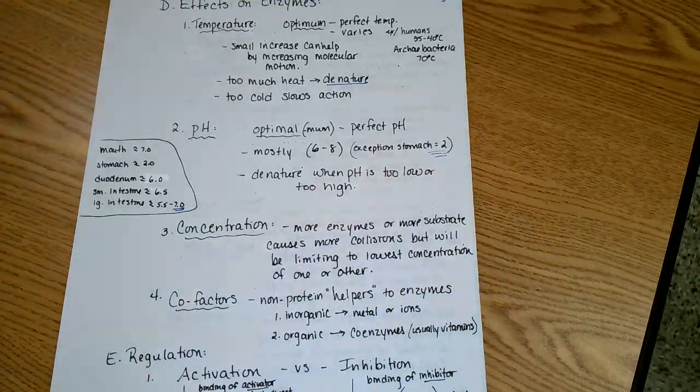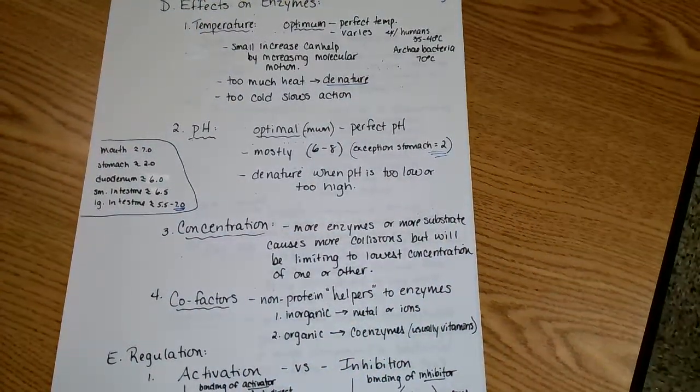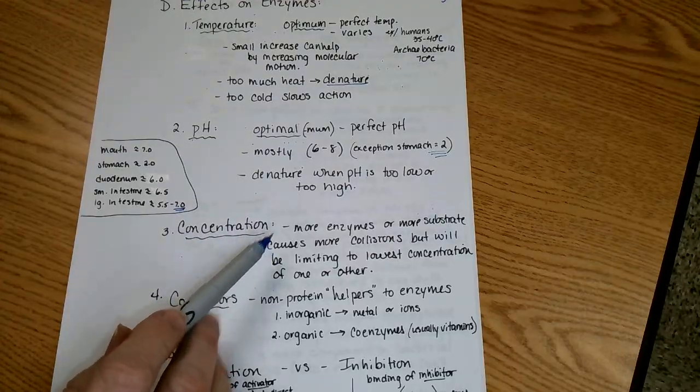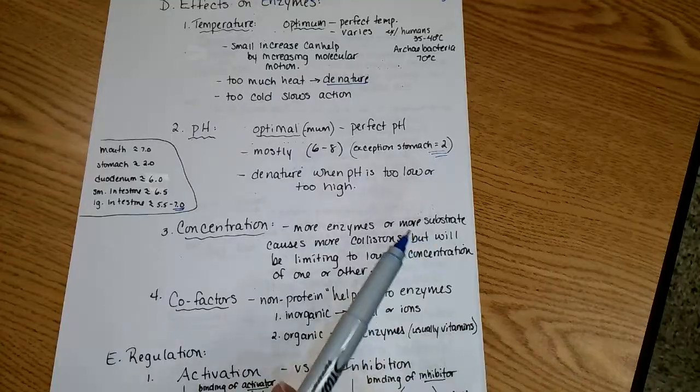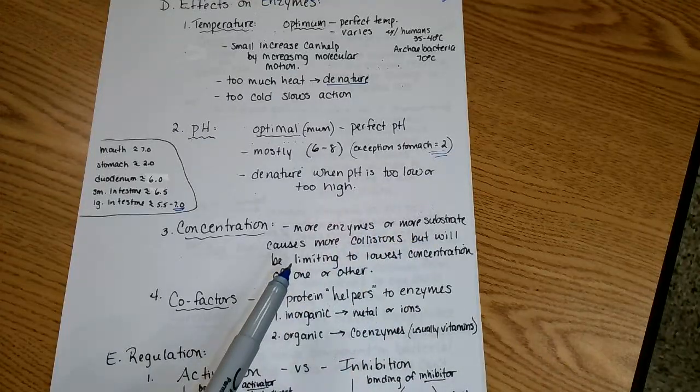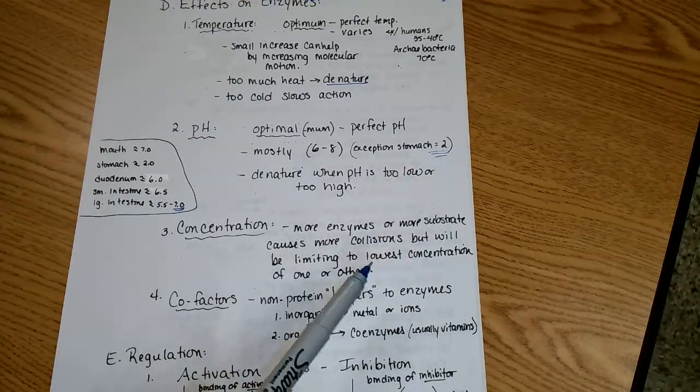It's kind of like baking a cake. If you have 5 cake mixes, but you only have 2 eggs, you're not going to be able to make 5 cakes. You're only going to be able to make 1 cake maybe with 2 eggs. I think actually they need 3 sometimes. But those are your limiting reactants. So concentration: more enzymes, more substrate, yes, you're going to get more action, but it will only go so far because the enzymes have to work one at a time on the substrates.